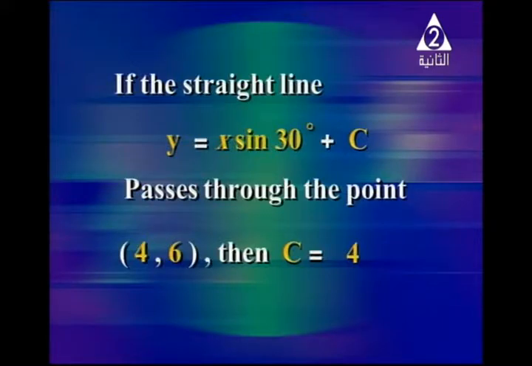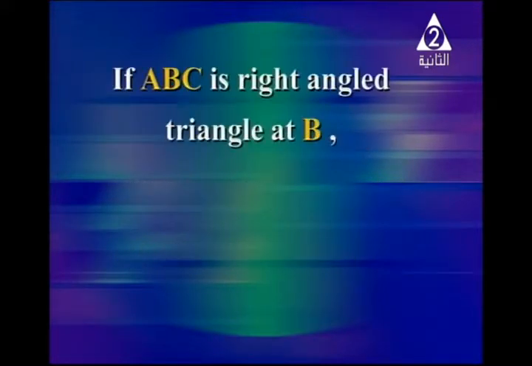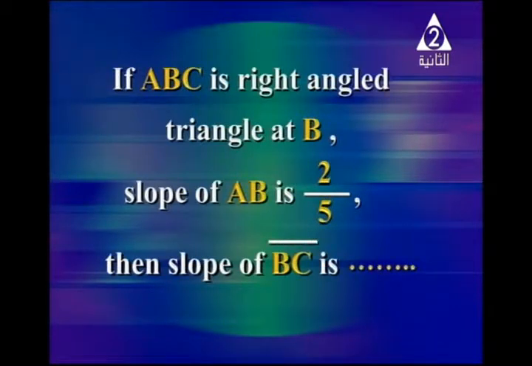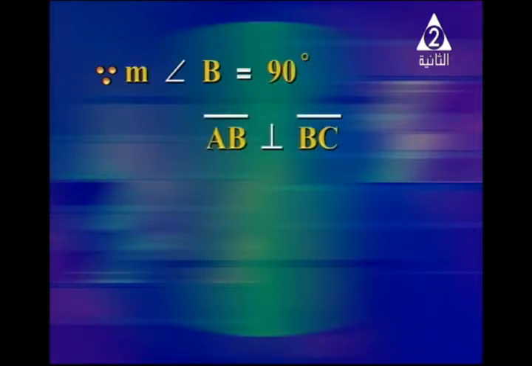Another example. If ABC is a right angle triangle at B, slope of AB is 2 over 5, then slope of BC is what? At the very beginning, you know that the triangle ABC is a right angle triangle at the point B. So we can say that measure angle B equals 90 degrees. As measure angle B is 90 degrees, we can say that AB is perpendicular to BC.